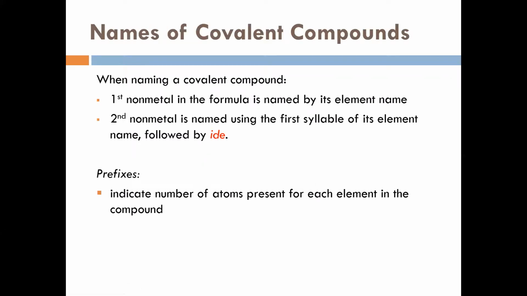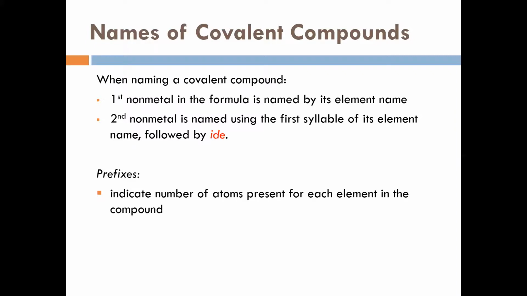Now let's just work on switching gears. We kind of went over drawing, so let's talk about naming. So naming of covalent compounds is different than naming of ionic compounds. In ionic compounds, we didn't mention the total number of atoms that we had. We just named them as the metal and then the non-metal. When we start talking about covalent compounds, we're going to do the non-metal first by its whole element name, the first one we see in the formula.